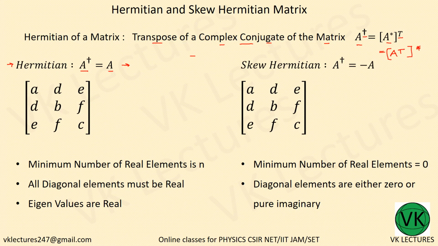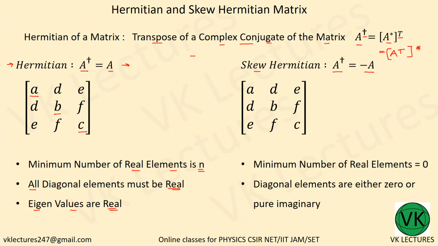And for a skew Hermitian matrix, A dagger equals minus A. The minimum number of real elements in the skew Hermitian matrix is n, where n is the order of the matrix, and in a Hermitian matrix all the diagonal elements must be real. That means A, B and C must be real. It cannot be a complex number, and the eigenvalues of the Hermitian matrix are also real.